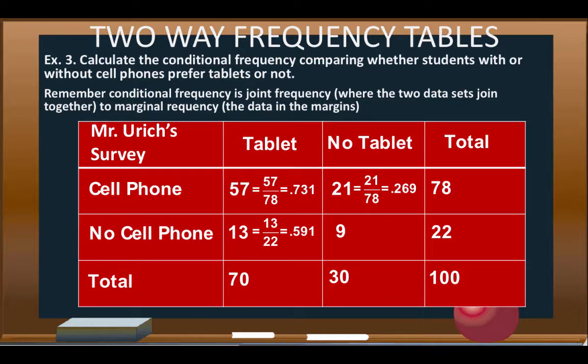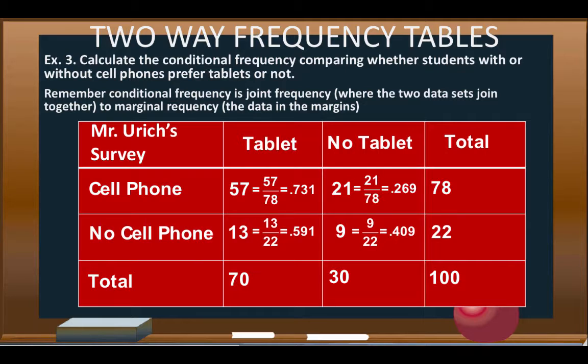Continuing on, this next one we're going to divide by the total for students with no cell phone. So we've moved down to the no cell phone row, and we're just focusing in on those numbers in that row now. So this is saying 59.1% of students who do not have a cell phone do have a tablet. And then the last one, 9 divided by 22 is 0.409. So 40.9% of students who do not have a cell phone also do not have a tablet.